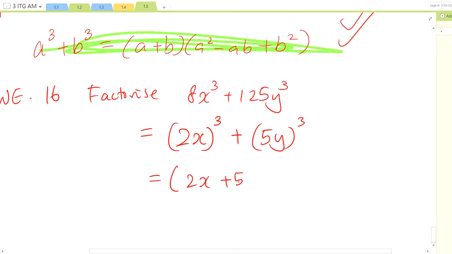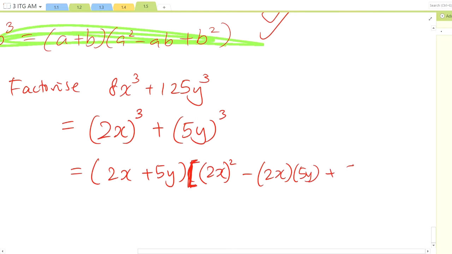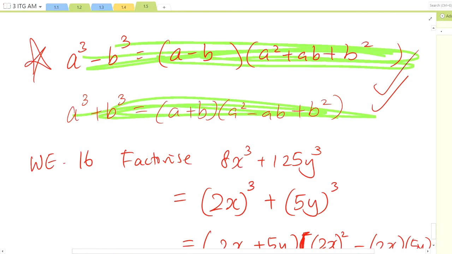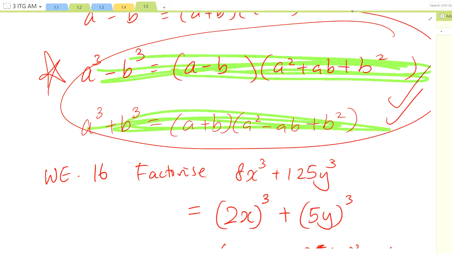2x plus 5y and 2x squared like that. Are you sure like that? With bracket over here. Okay, then what's next? Minus 2x times 5y, and then plus 5y square. Very good. So 2x plus 5y, and then you work out everything else. So we have 4x squared minus 10xy plus 25y squared. Simple application, simple substitution, right? What am I asking you to do? Memorize these two only, that's all.